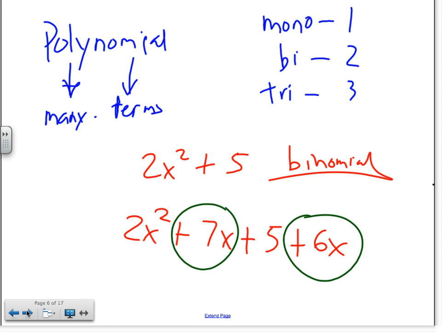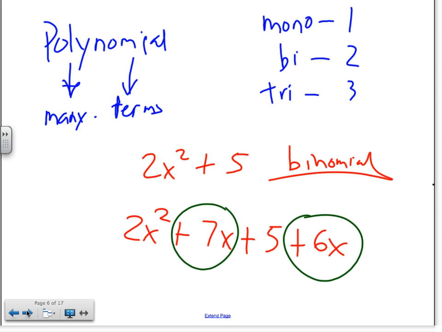Combine means whatever I have, I put them together, whether they are negative or positive. In this case, I have positive 7x and I have positive 6x. They are like terms, right? So how many x's do we have total? 13x. People still argue about this.